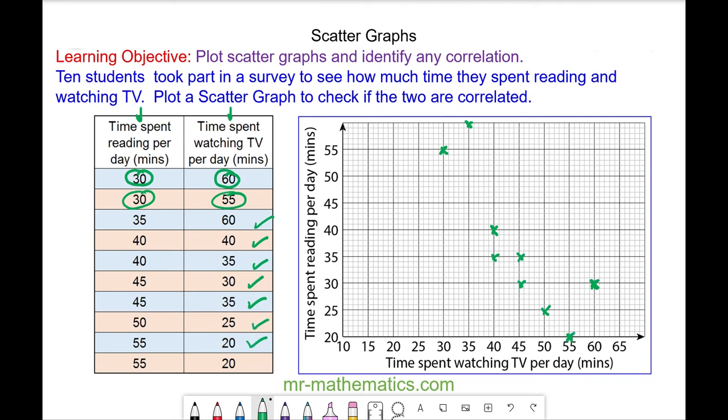Okay, so we've plotted our points. You can see the trend of the data is downwards, and this identifies a negative correlation. In context, this means people who read more are likely to watch less TV.